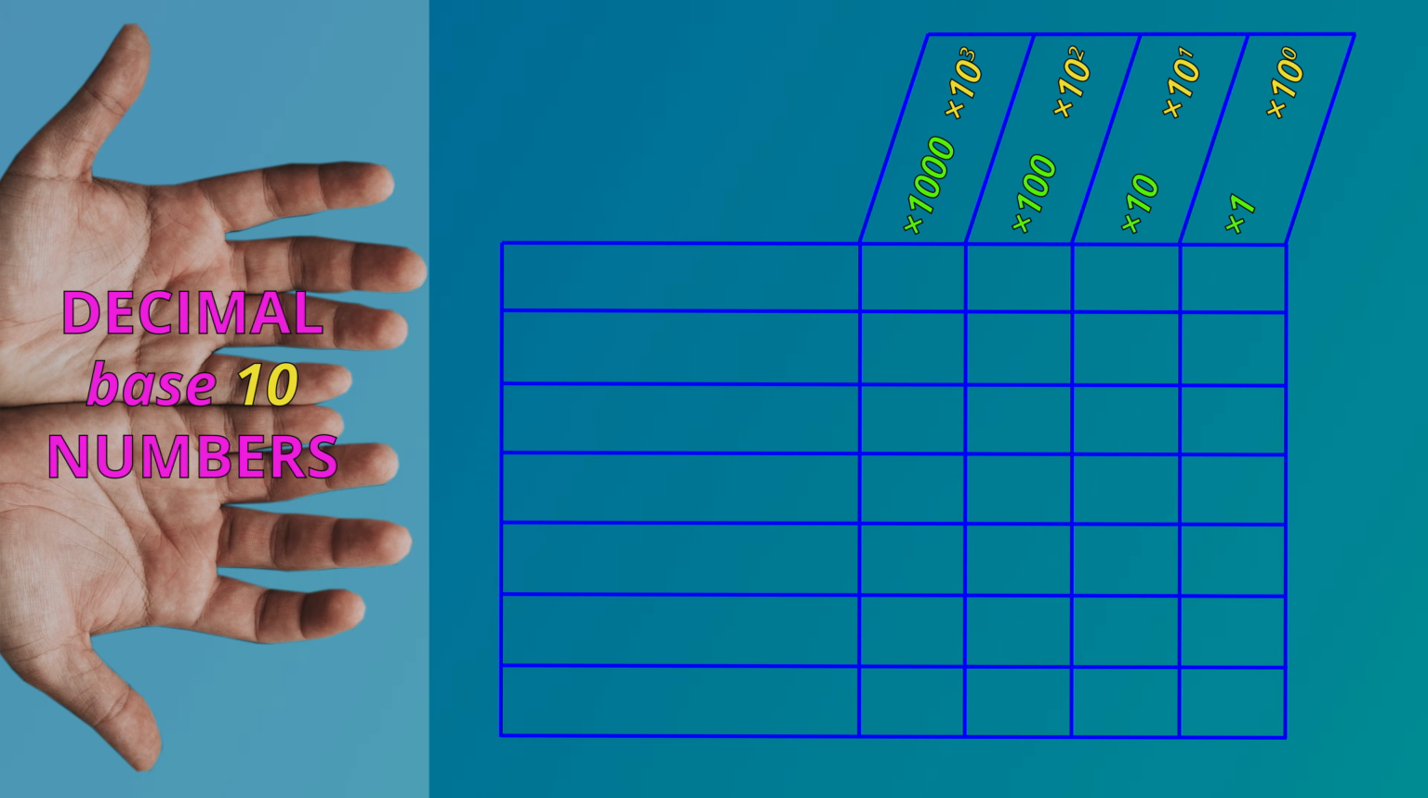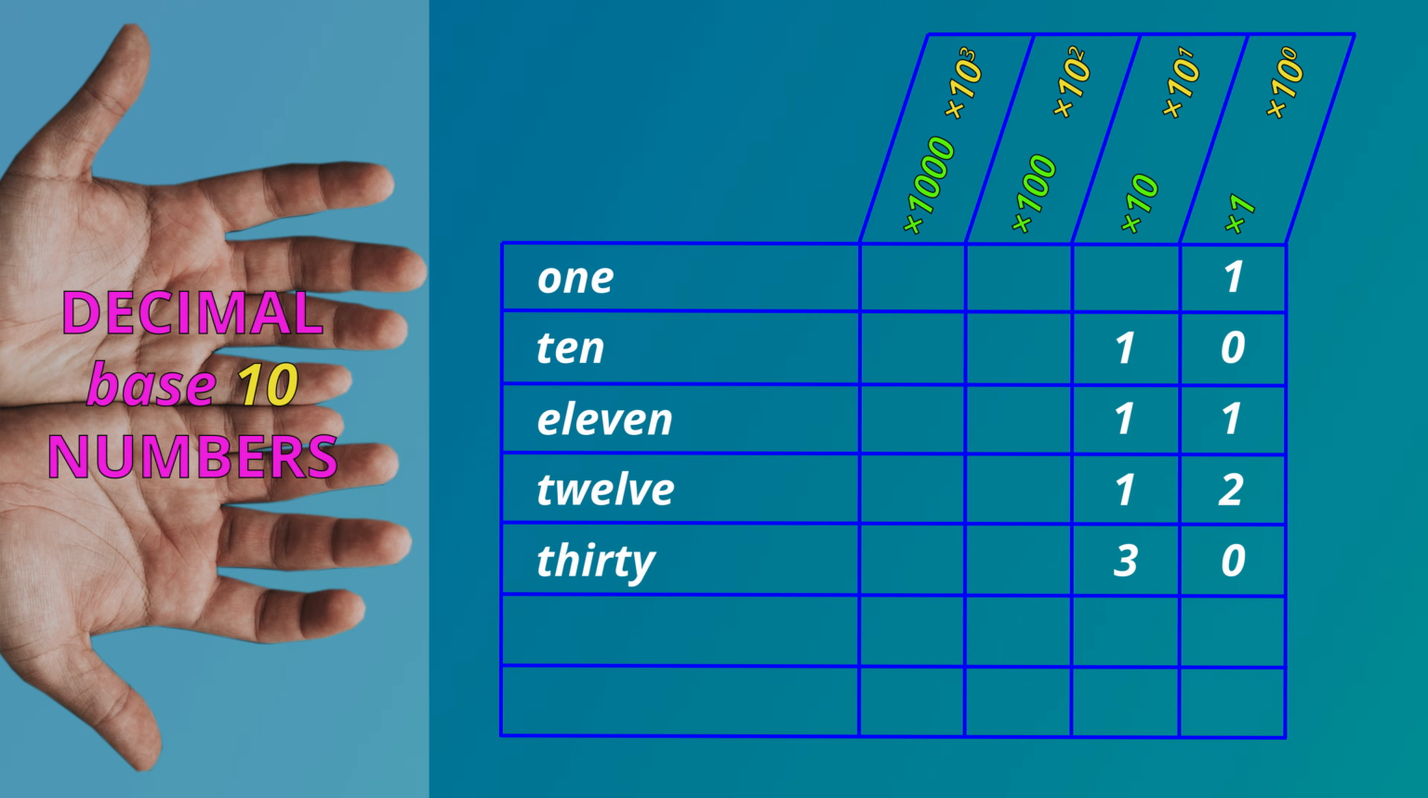Let's see some examples of the decimal system. The number 1 has a 1 in the units or ones column. The decimal number 10 has a 1 in the tens column and a 0 in the units column. 11 has a 1 in the tens column and a 1 in the units. 12 has a 1 in the tens column and a 2 in the units. 30 has a 3 in the tens column and a 0 in the units.